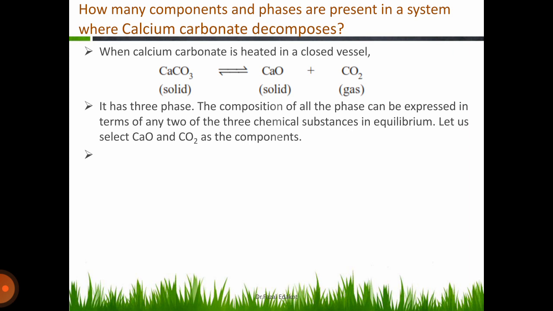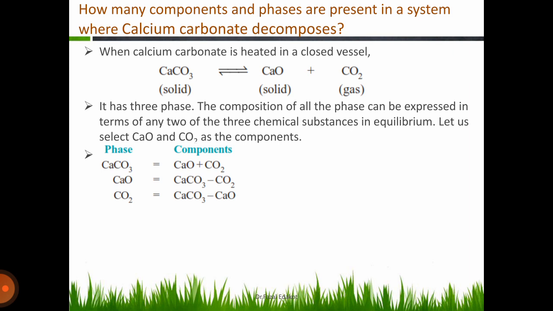The composition of all these phases can be expressed in terms of any two of the 3 chemical substances in equilibrium. Let's select calcium oxide and carbon dioxide as the components. You can choose; we are choosing this way. So there are 3 phases. One is the calcium carbonate phase. It could be represented by calcium oxide and carbon dioxide by addition. Calcium oxide could be represented by calcium carbonate minus CO2. Carbon dioxide could be represented by calcium carbonate minus CaO.